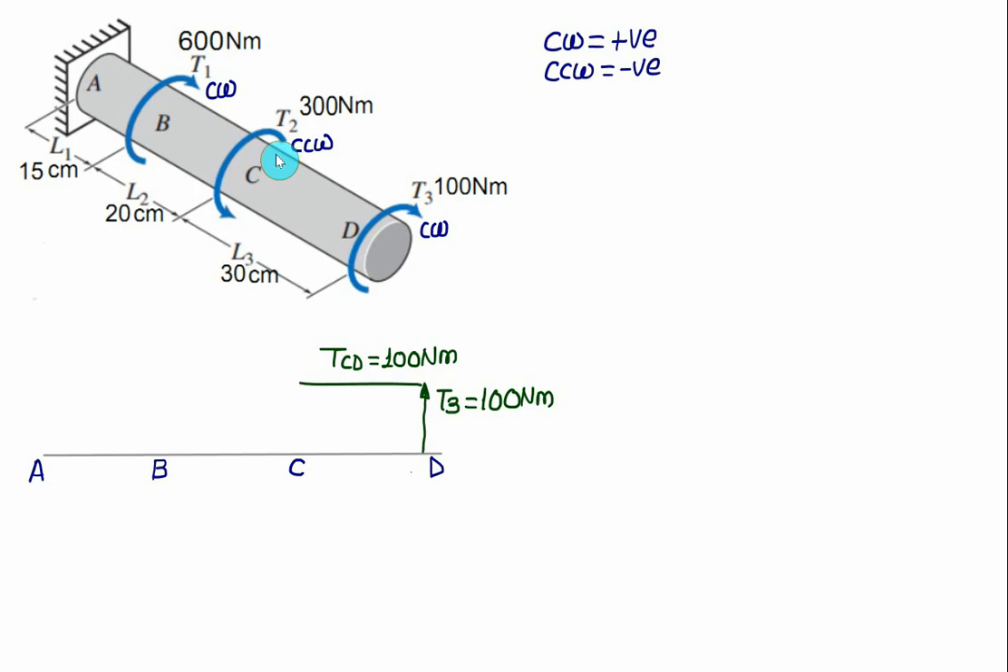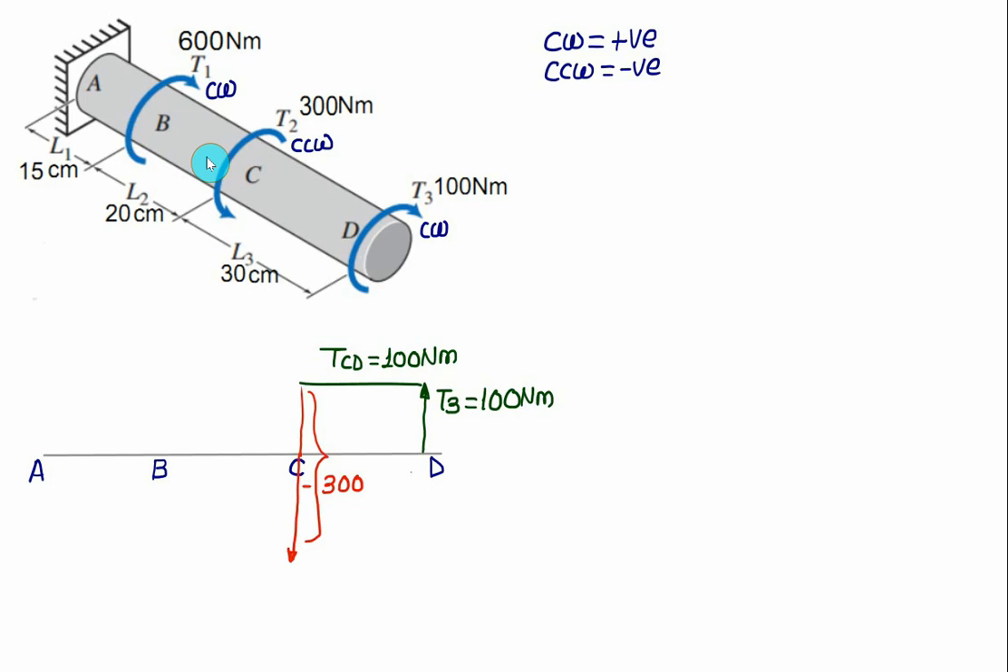Then at point C a constant torque of 300 Newton meter is acting counterclockwise, which will be a negative value. So this value is 100 and this is total 300, so you have to move vertically downward by another 200. So this total value corresponds to the value of 300. But you have to take this as a negative value because you are moving downward.